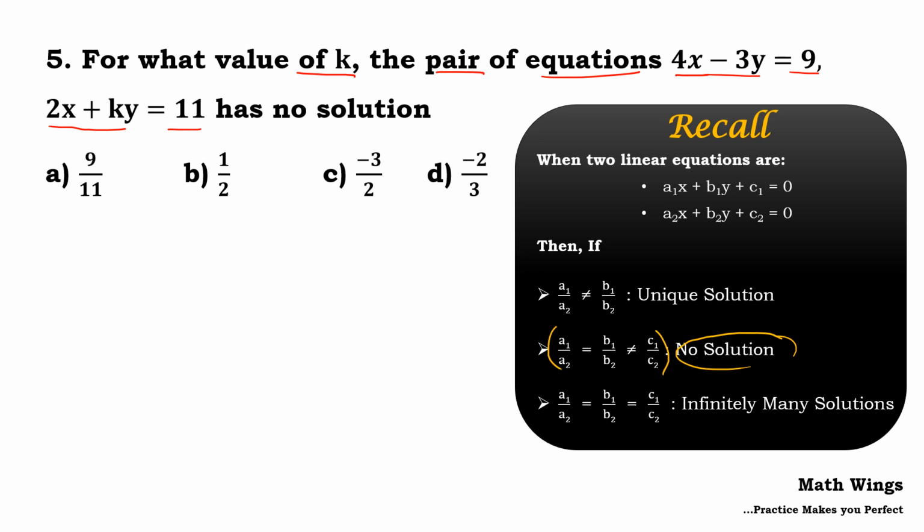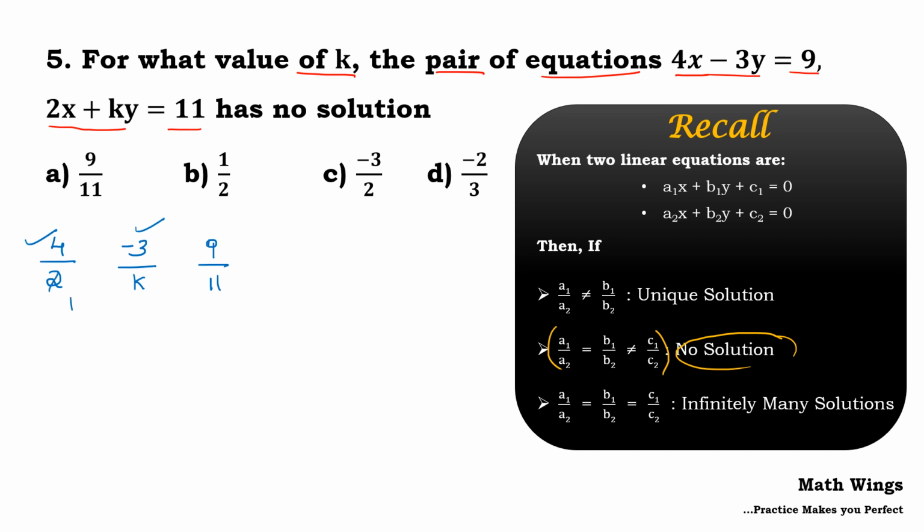Here we are given a1 as 4 and a2 as 2. Next, b1 as -3 as well as b2 as k. Then we have c1 as 9 as well as c2 as 11, right? So here the third one will not matter much. We just have to look at the first two, that is a1 by a2 and b1 by b2.